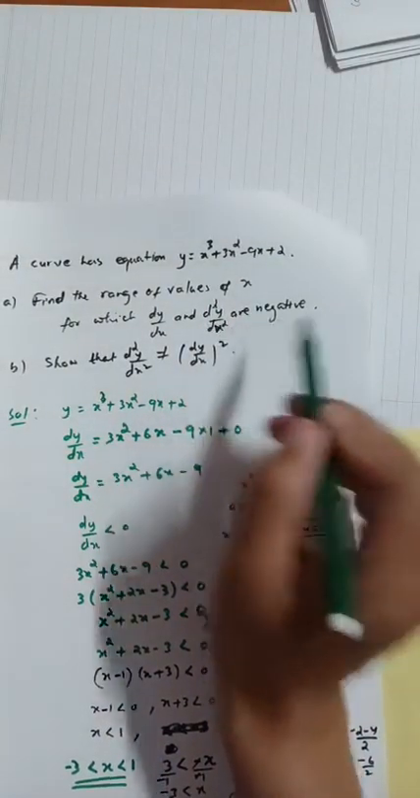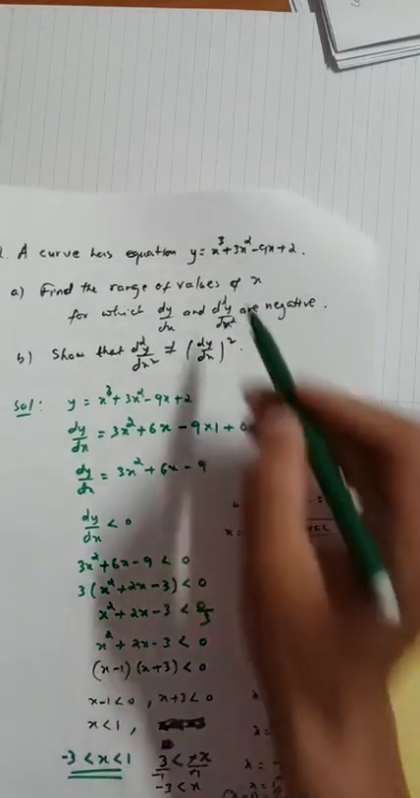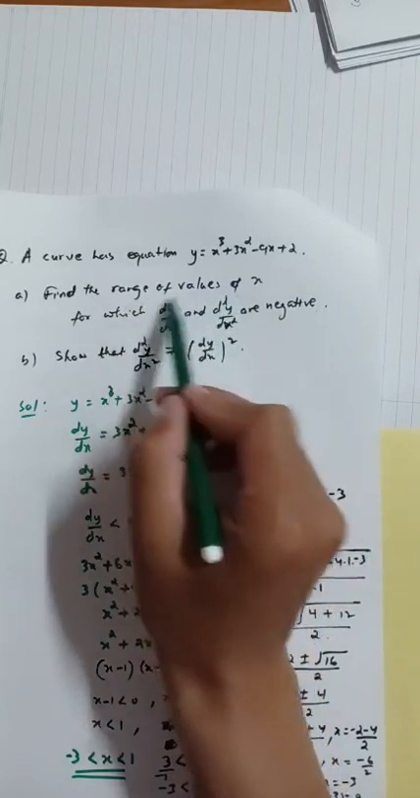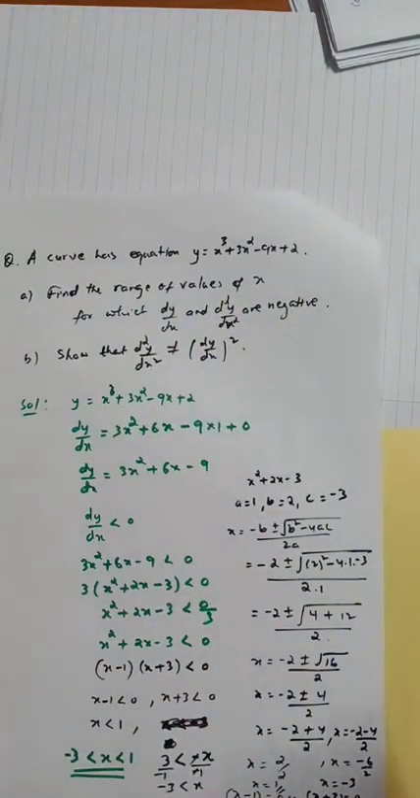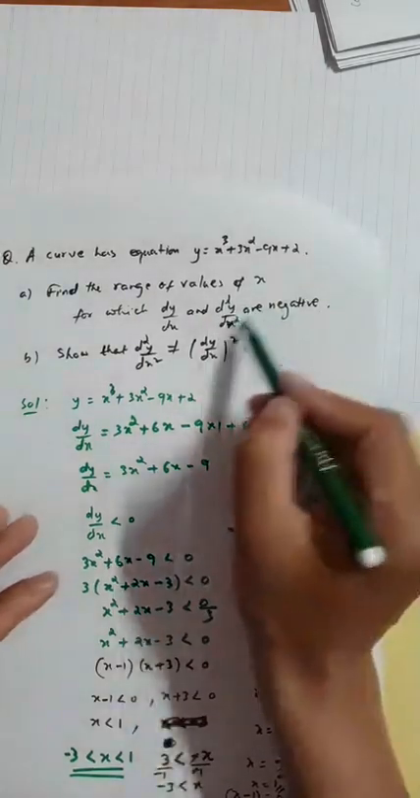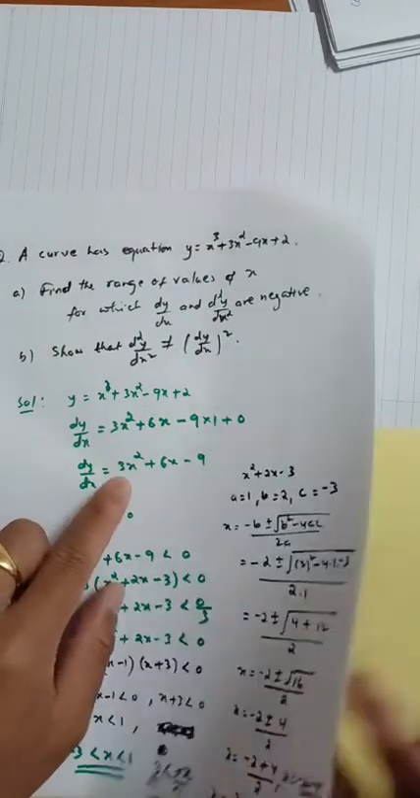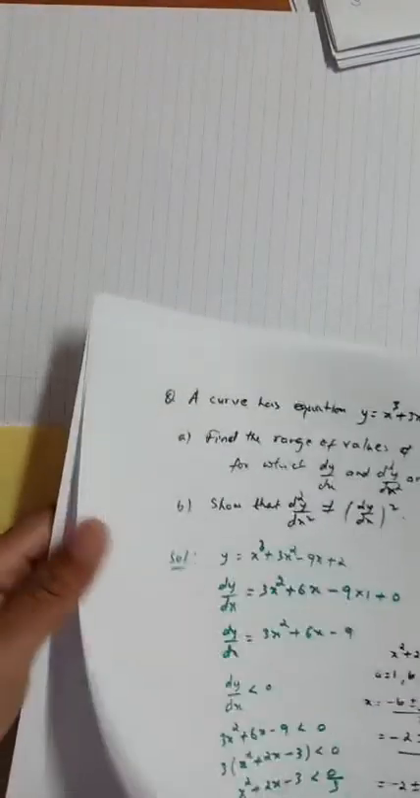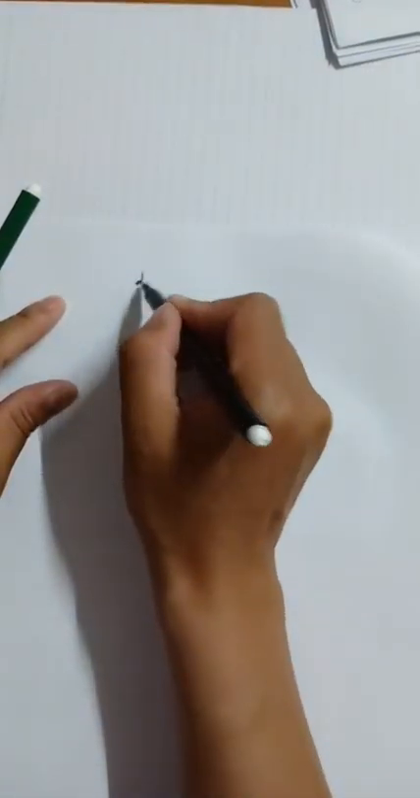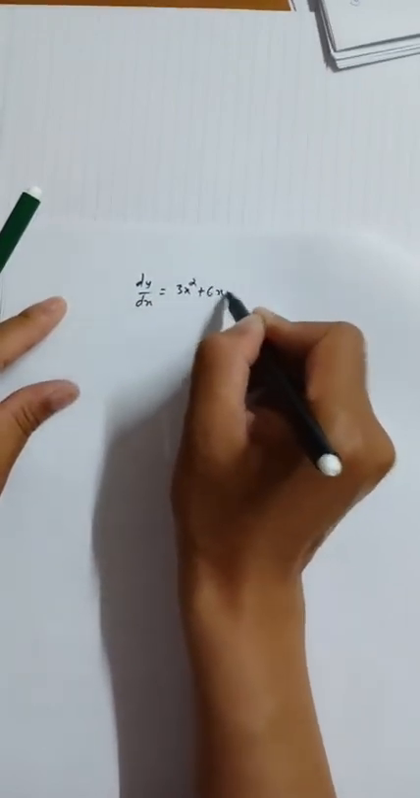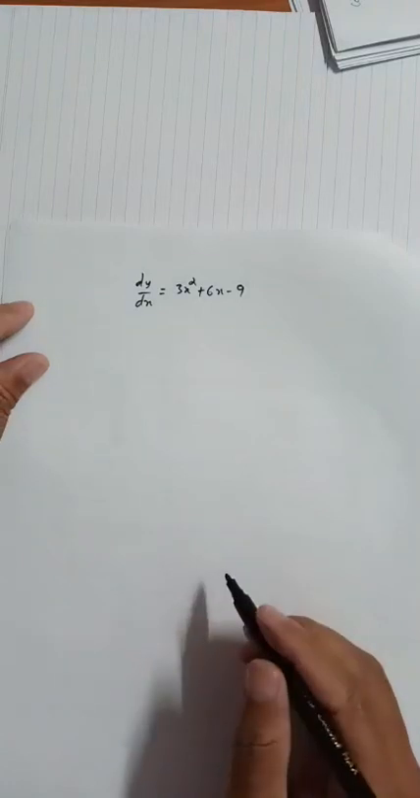Now for the second part, we need to prove that d2y by dx square is negative for this range of values of x. To get the second derivative, first we take the first derivative: dy over dx is 3x square plus 6x minus 9.